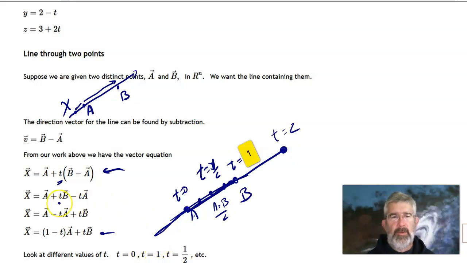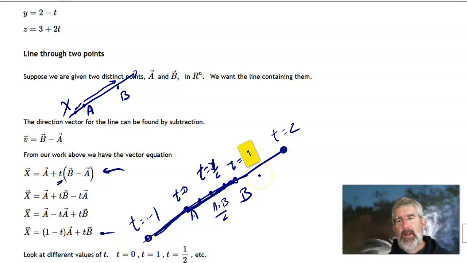So for instance, if you took t as -1, then the coefficient in front of A looks like a 2 and B looks like a -1, which is exactly the reverse of what we just did. So then you end up down here at this point, t equals -1. And in that way, you can describe that whole line.